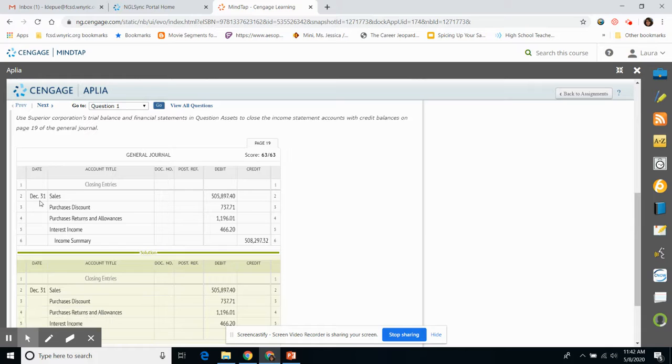So here is the answer. The date is December 31st, like I said. You are listing the 4 accounts that had a normal credit balance and making them all debits. So sales, purchase discount, purchase returns and allowances, and interest income. Add those 4 numbers together and credit the income summary account.